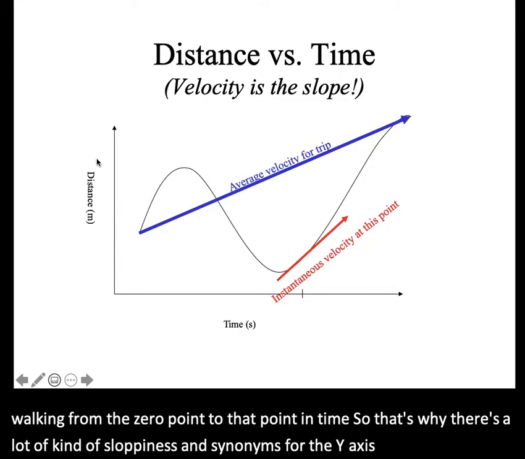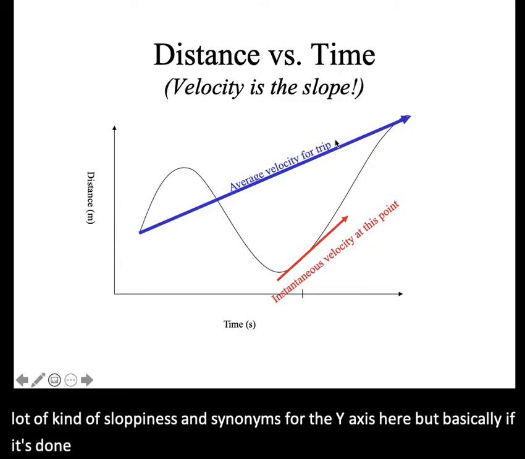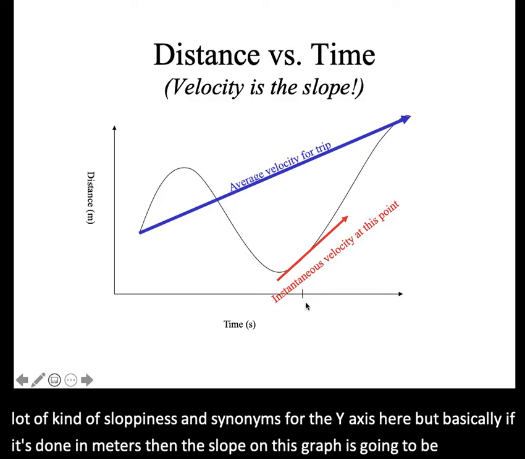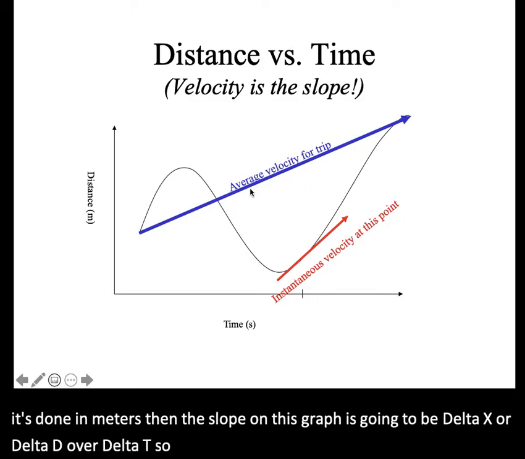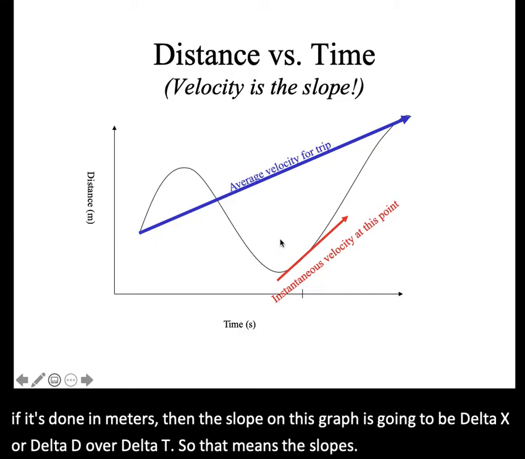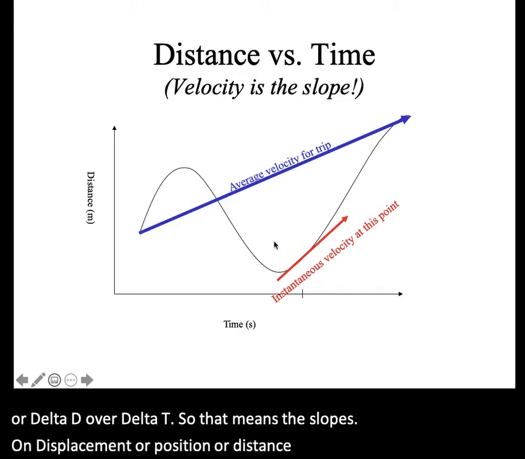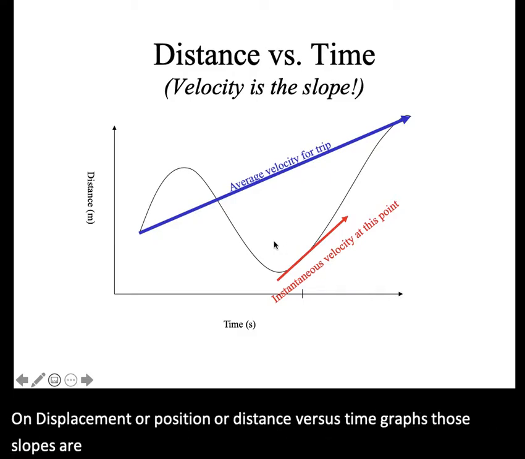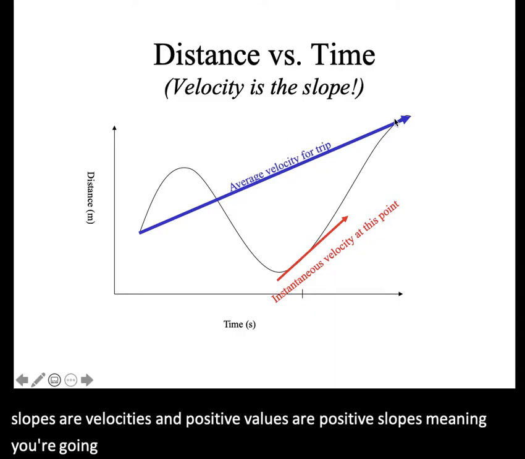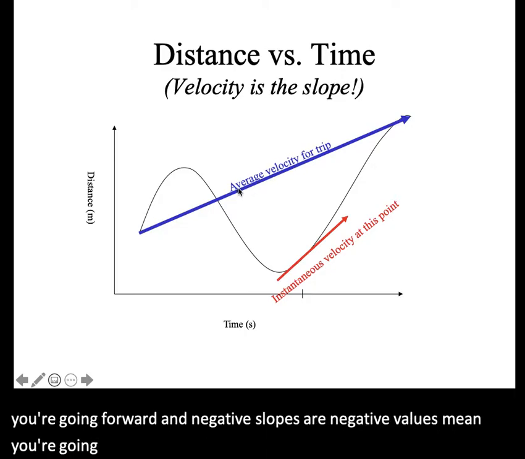But basically, if it's done in meters, then the slope on this graph is going to be delta x or delta d over delta t. So that means the slopes on displacement or position or distance versus time graphs, those slopes are velocities. And positive values are positive slopes, meaning you're going forward, and negative slopes are negative values, meaning you're going backwards, or you're going in the negative direction more precisely.